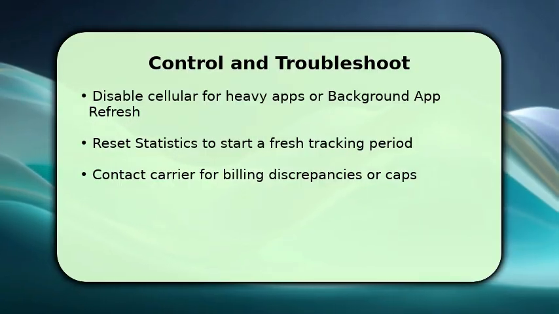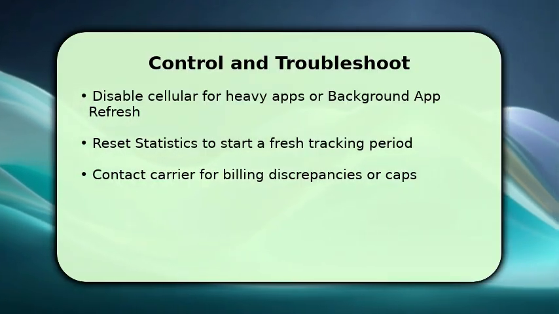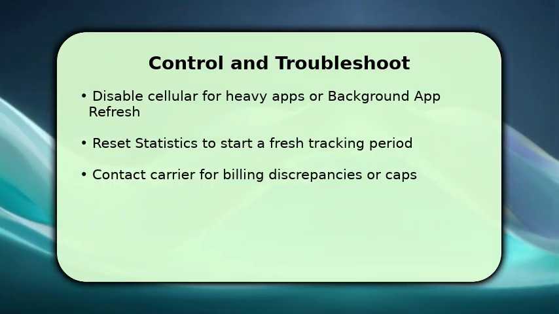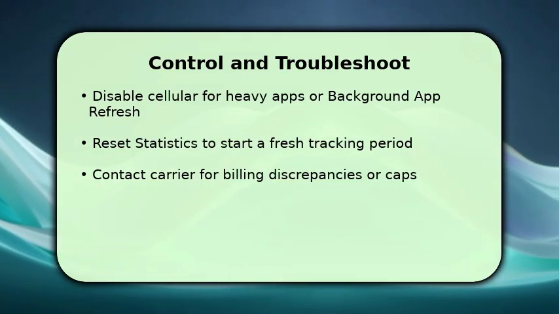If numbers look wrong after restarting and toggling settings, the key troubleshooting tip is to reboot your iPhone and update iOS. This often resolves reporting errors.